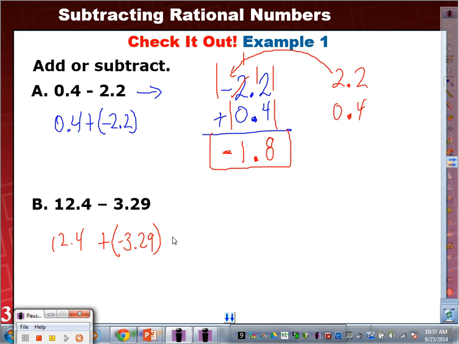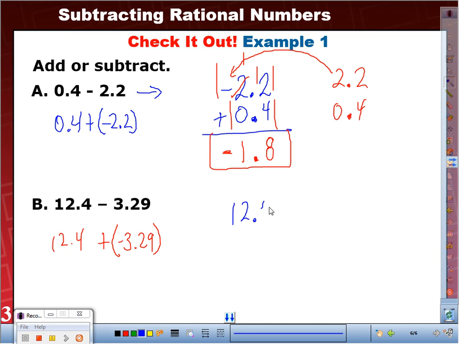So, once again, Jose, what was it? Rewrite the decimals vertically by aligning the decimals. So which one is greater? The 12. So you're going to write 12.4, and underneath we got 3.29, and it's a negative. This is a positive. Put a 0 here.